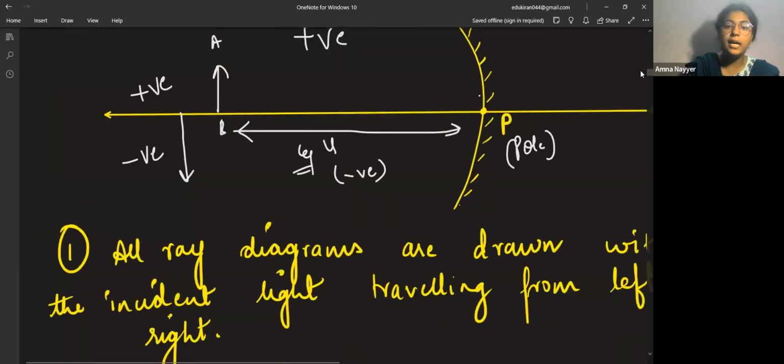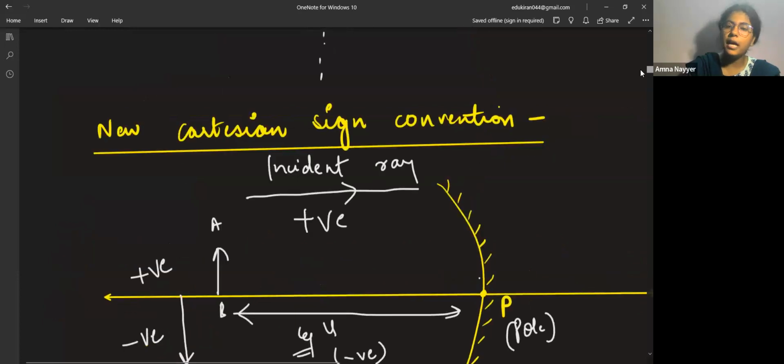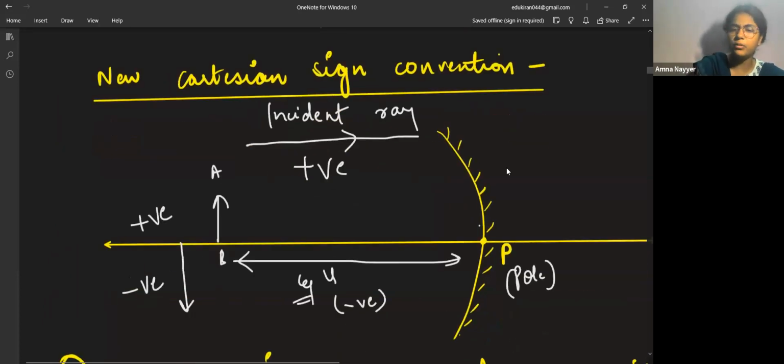Write it down now. Still, if you people are getting confused with any sign convention, let me know the point. But draw this first, then write down all the points.